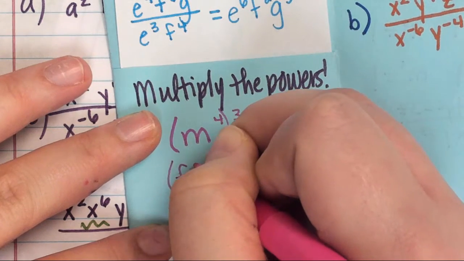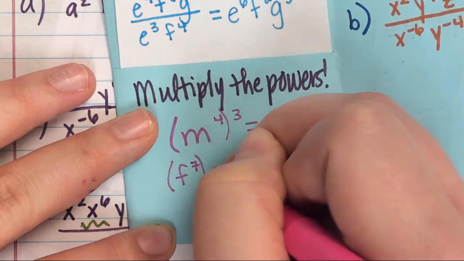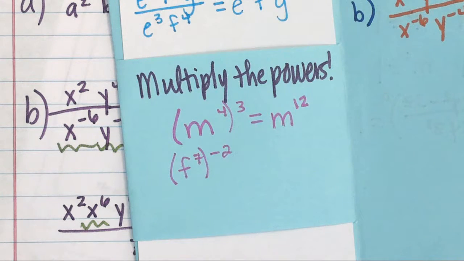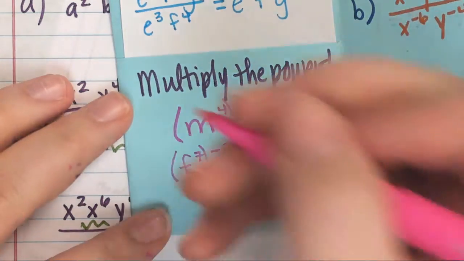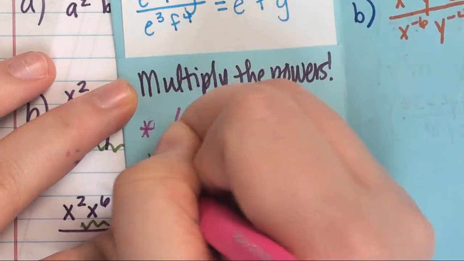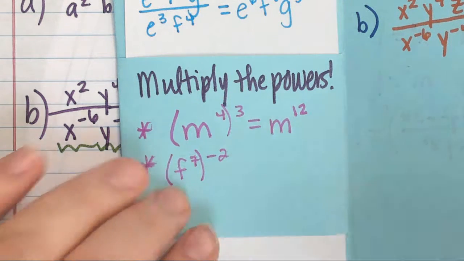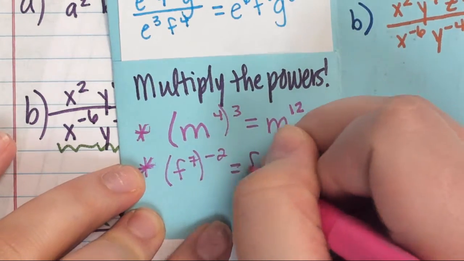Okay, well then what's going to happen is f to the 7th power raised to the negative 2. I'm going to work 3 examples. That was my first, this is my second. So would it be 1 over f to the 14? Yeah. So you multiply and you get f to the negative 14.